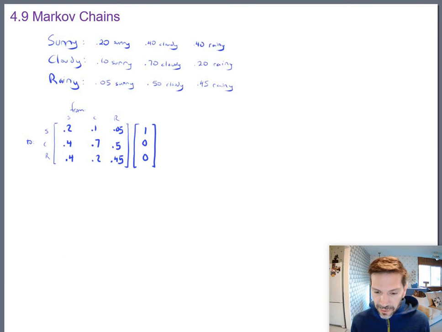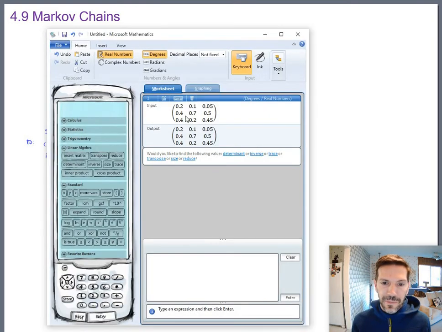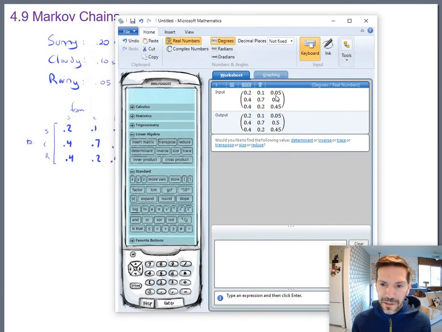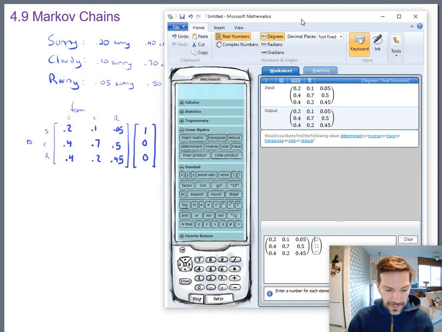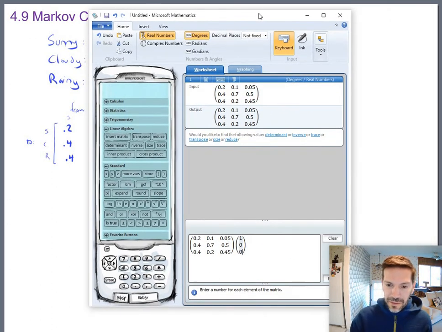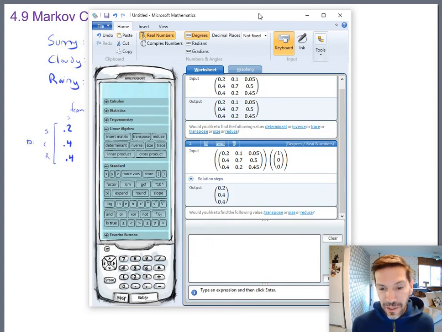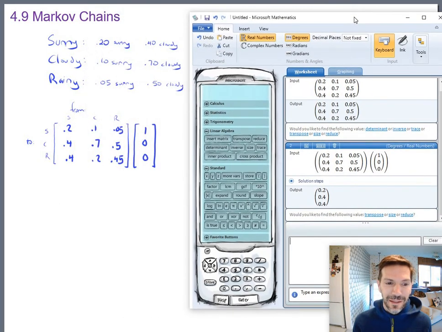So let's just start with basics. There's our stochastic matrix. So we want to multiply that by the current state, which is a sunny day. So we'll go ahead and multiply that out. And that just tells us that tomorrow there's a 20% chance it'll be sunny, a 40% chance it'll be cloudy, 40% chance it'll be rainy. We knew that already. It's basically just replicating the first column.